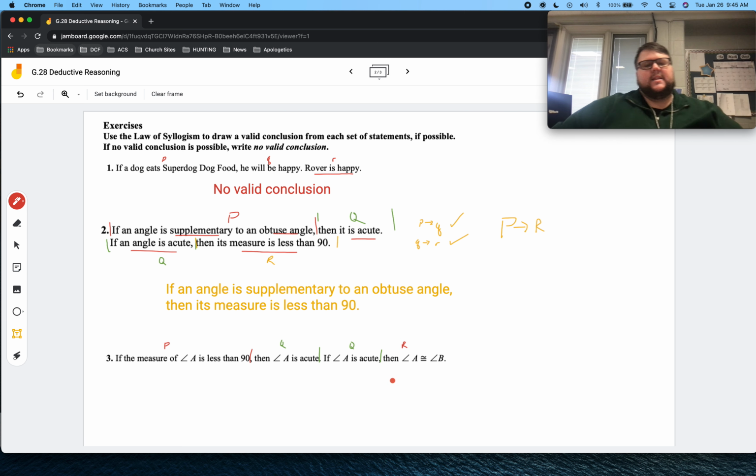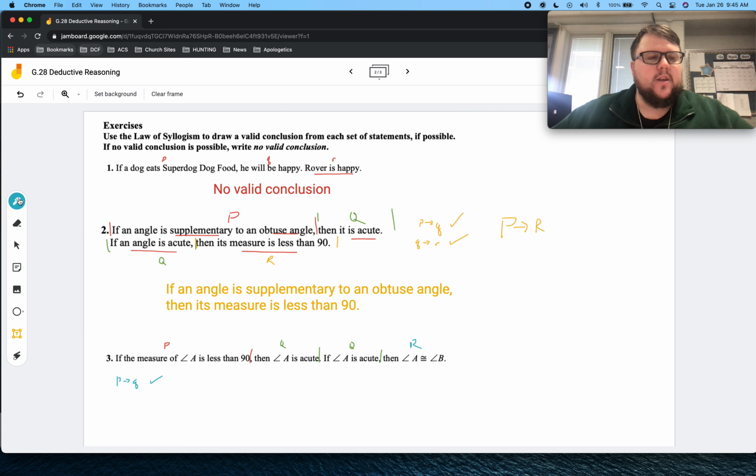So we have to think about this. Actually, I'm going to change that to a different color for R. We'll do that in blue. So that's our R statement. So if the measure of angle A is less than 90, then A is acute. That is true. So P implies Q is true. True statement.